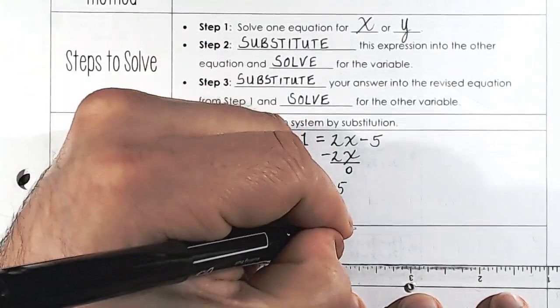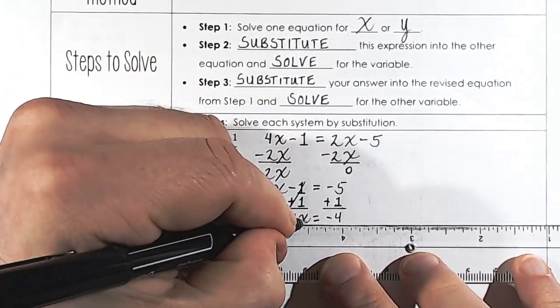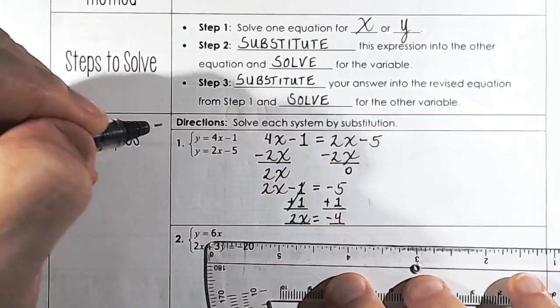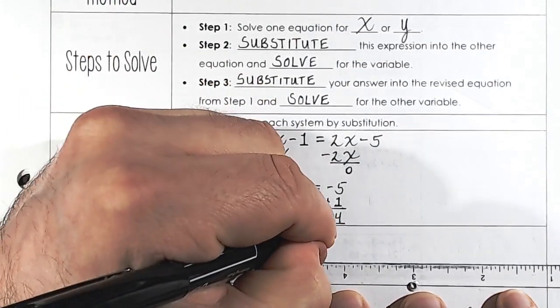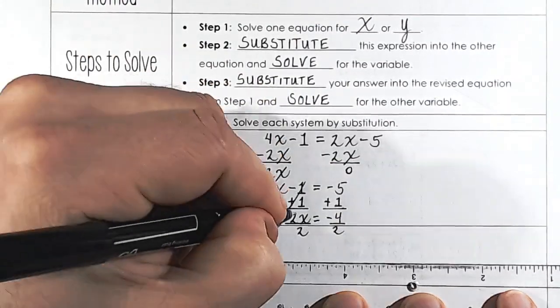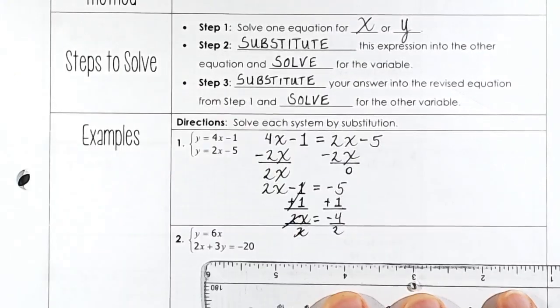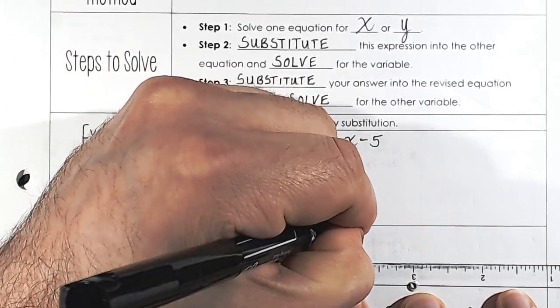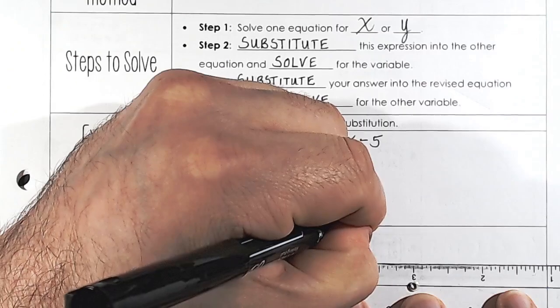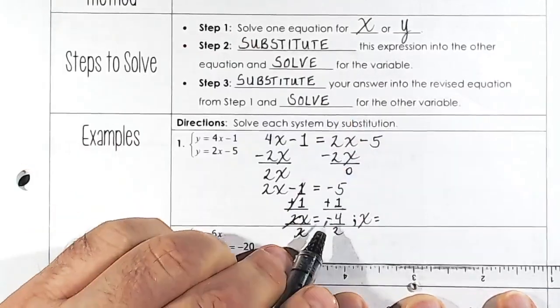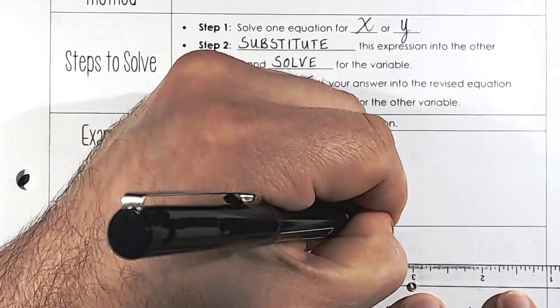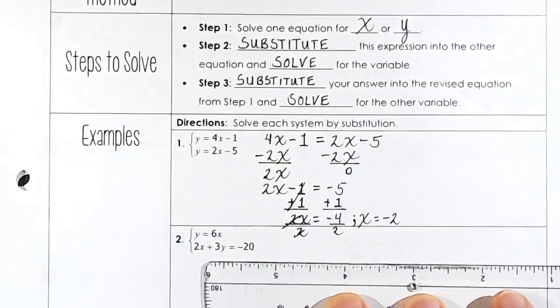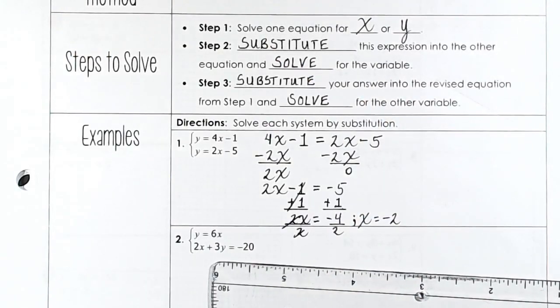And what that means is, if I divide both sides by 2, I can get x by itself. These 2's cancel, and I now have x equals negative 4 divided by 2, which is negative 2. So x equals negative 2.